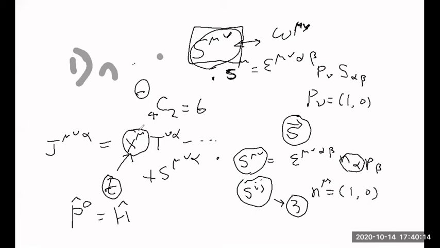The boost, usually, does not commute with H. This is why it is conserved. I'm sorry? It is conserved, but how do you understand this explicit time? It is conserved because H does not commute with J 0i.